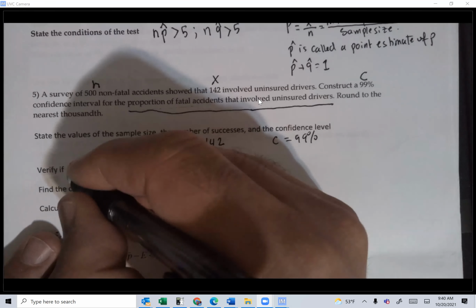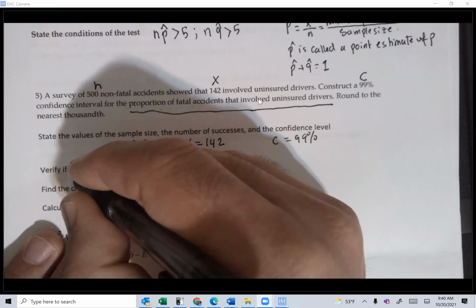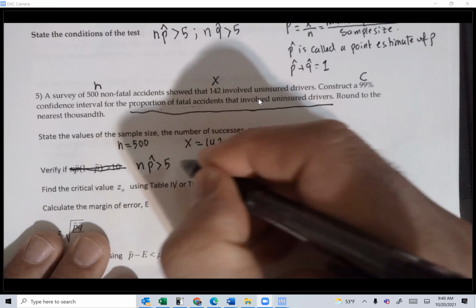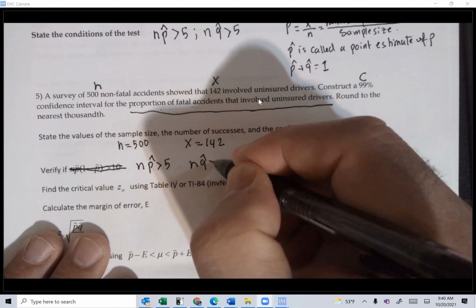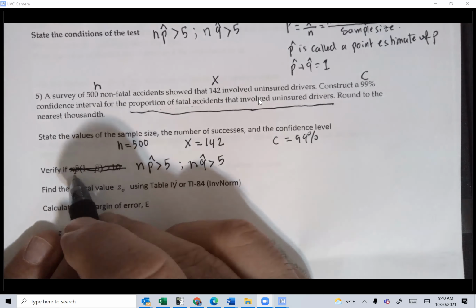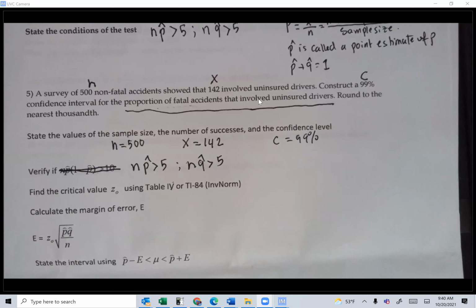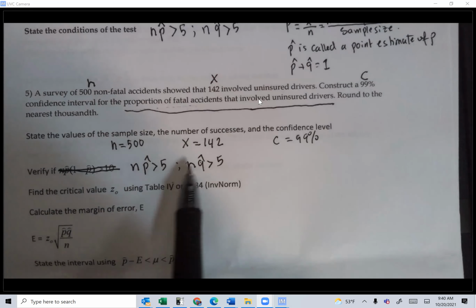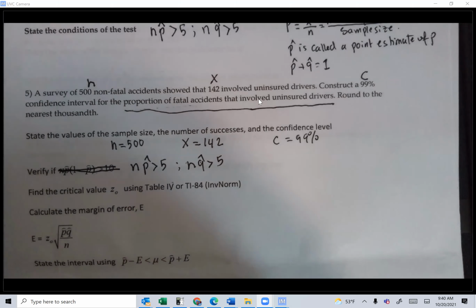Verify the conditions of the test. I like to cross this off, guys. It's actually NP hat greater than 5 and NQ hat greater than 5. In another book, they use a different condition, but for this book, it's this. Let's verify if they're bigger than 5. Now, maybe you would ask me, what happens if one of those is not bigger than 5? Then you don't do the test. But usually, guys, when I ask you to perform the test or the confidence interval, you're going to find out that they are bigger than 5 for sure.